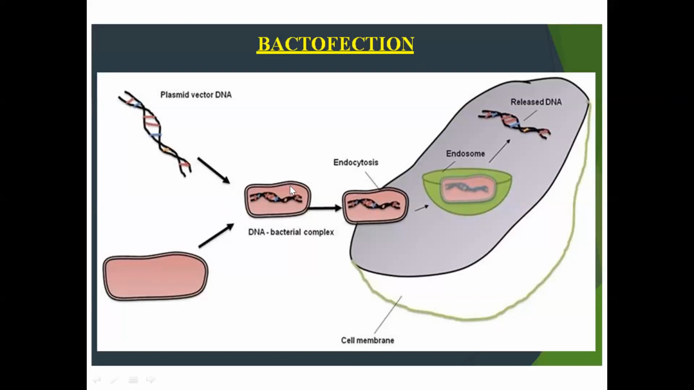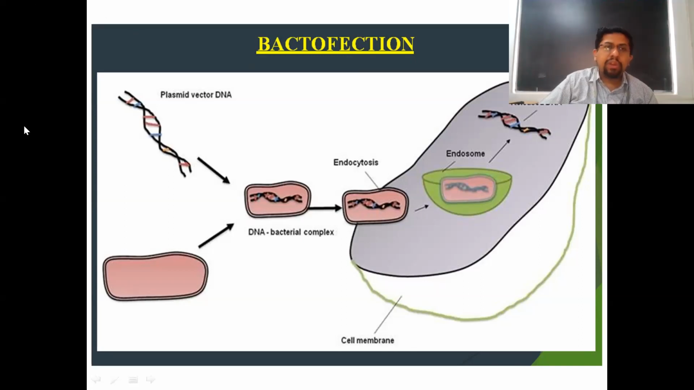First, you introduce a gene of interest into bacteria and allow that bacteria to infect your host target eukaryotic cell. Okay, all of you understood? This could be asked for a 2-mark question.